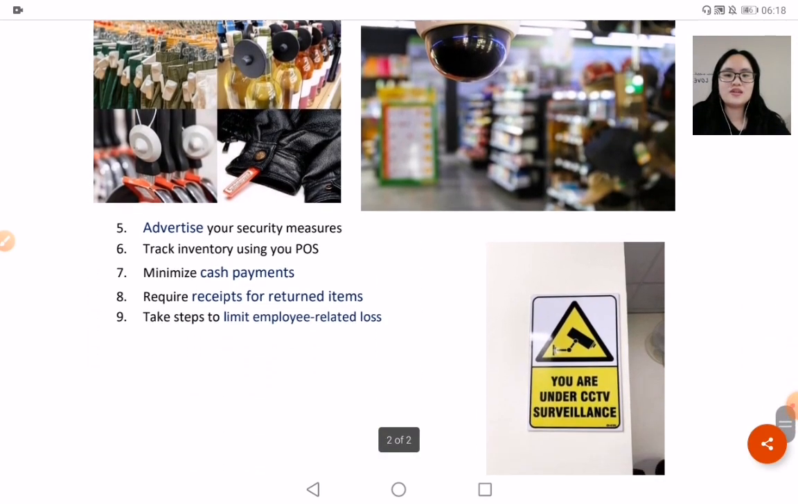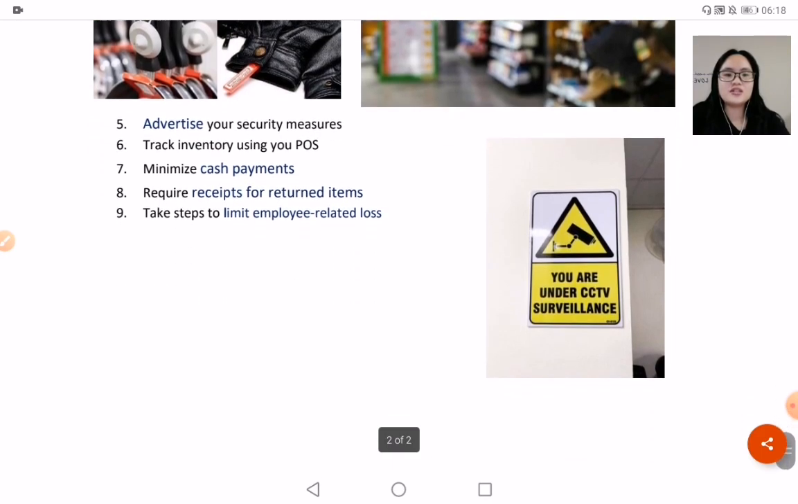Next is to advertise your security measures, like this yellow signage that says you are under CCTV surveillance, so that customers will not try to pick an item and go out without paying. Number 6 is to track inventory using your POS system to make sure that all items going in and out are recorded. It's very important.